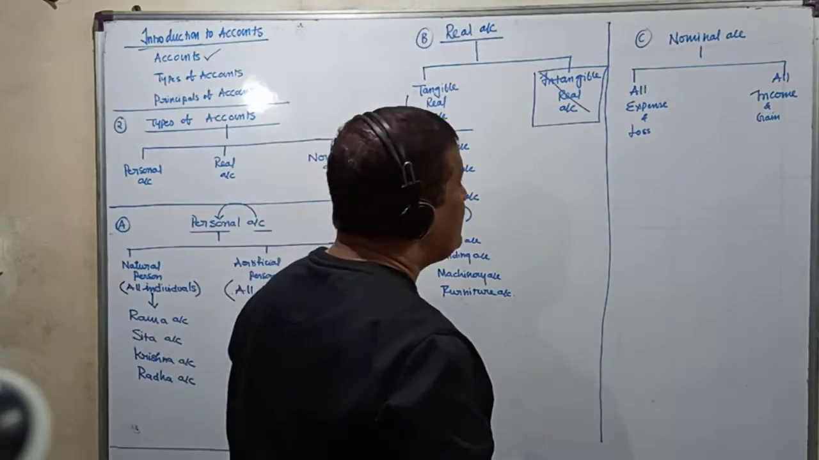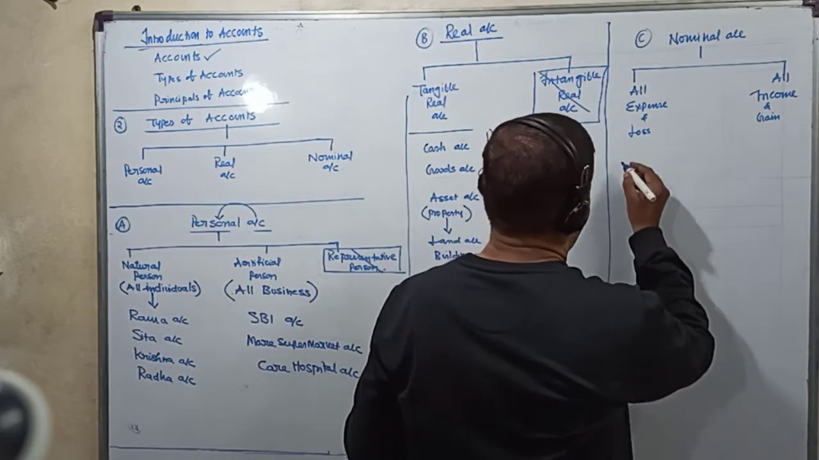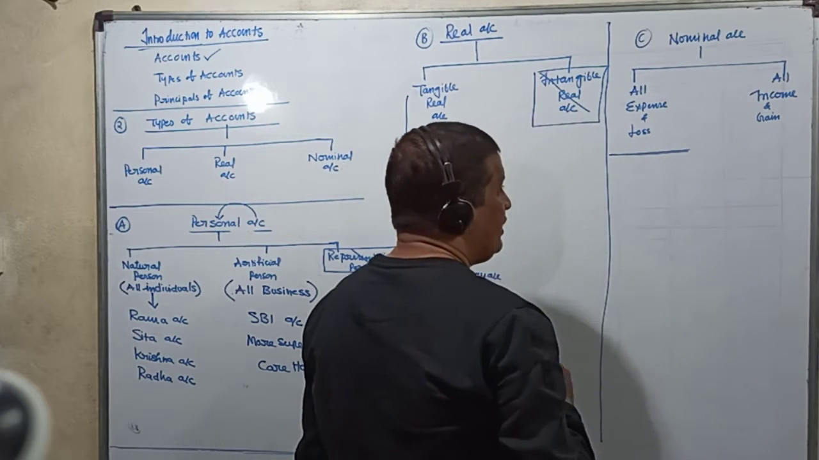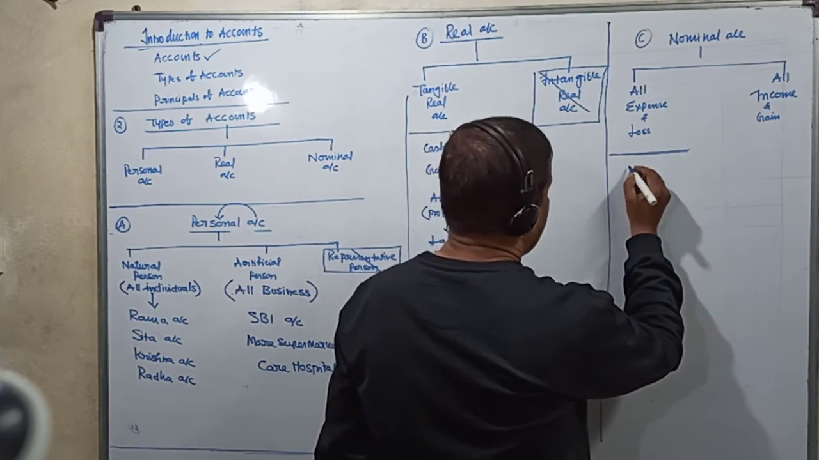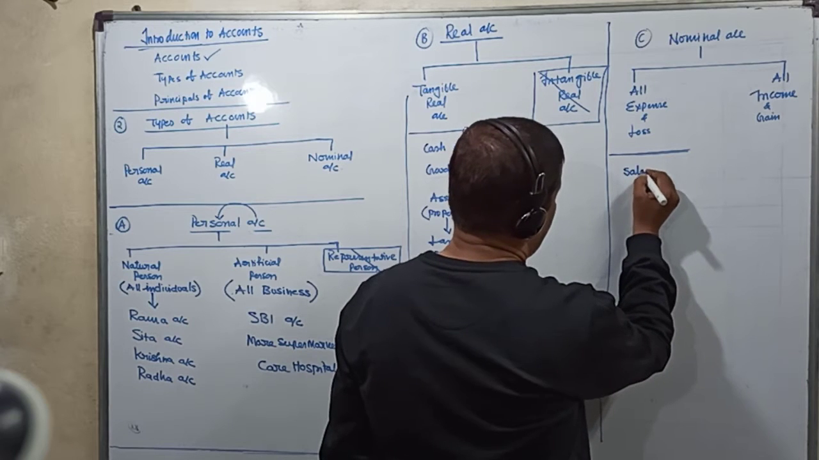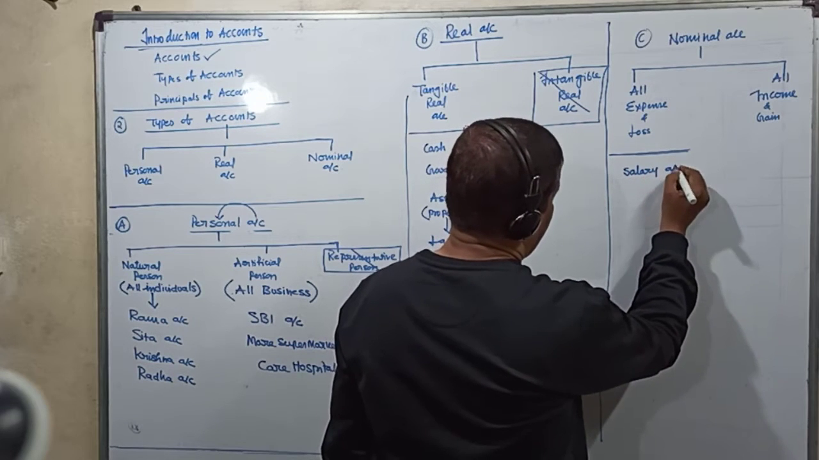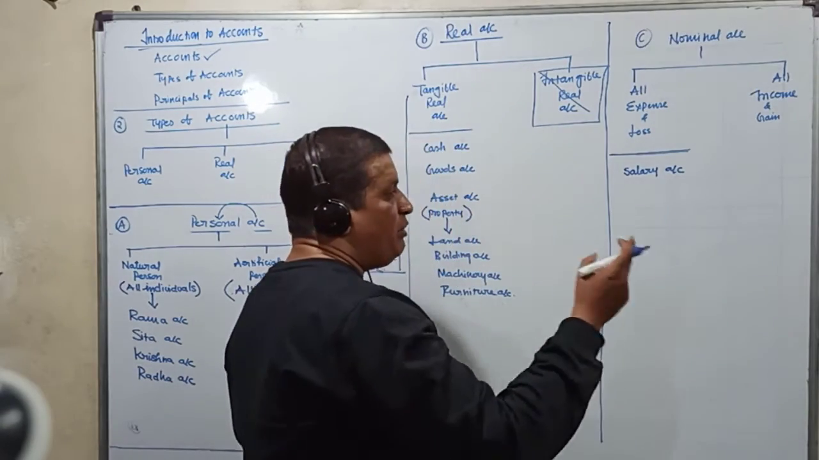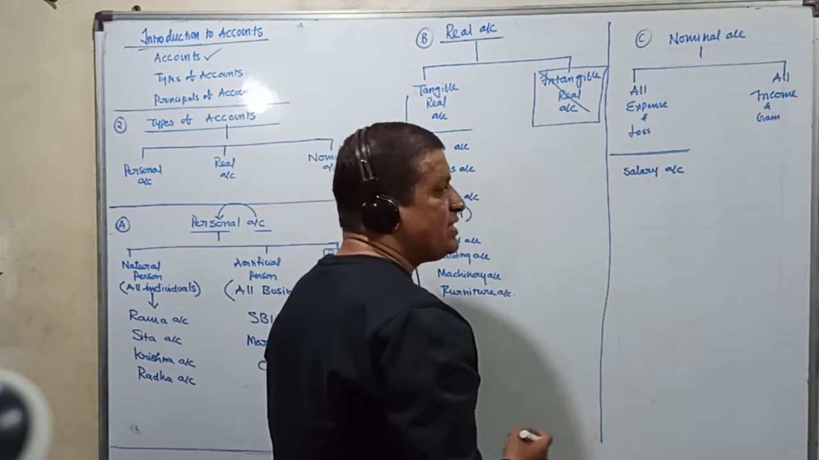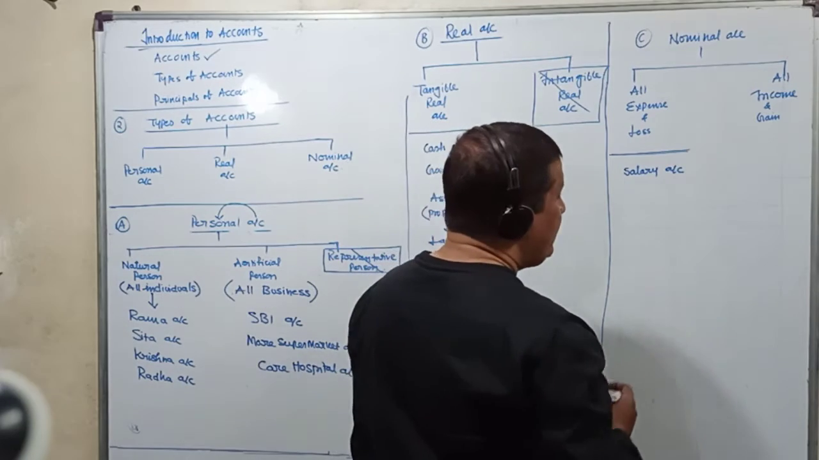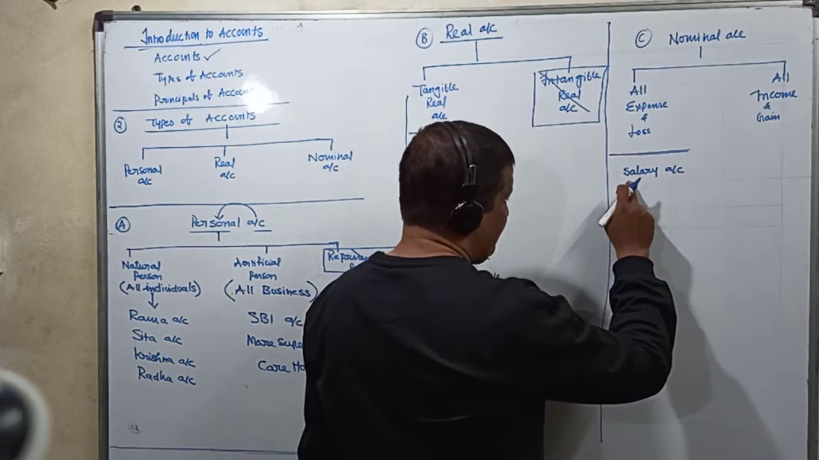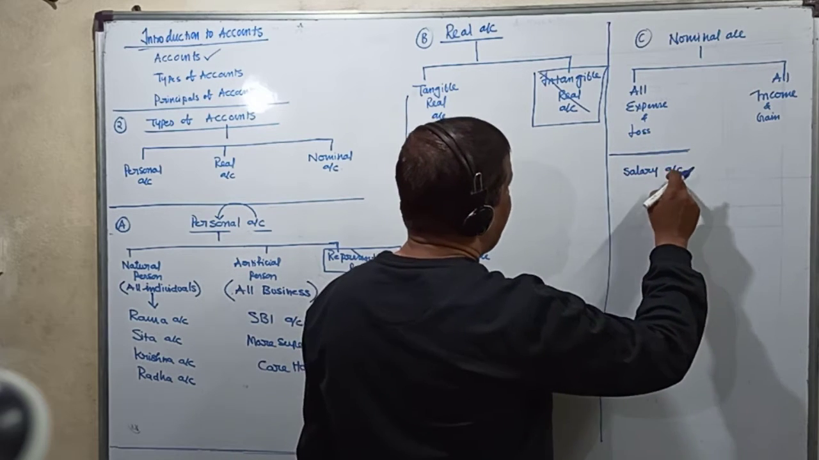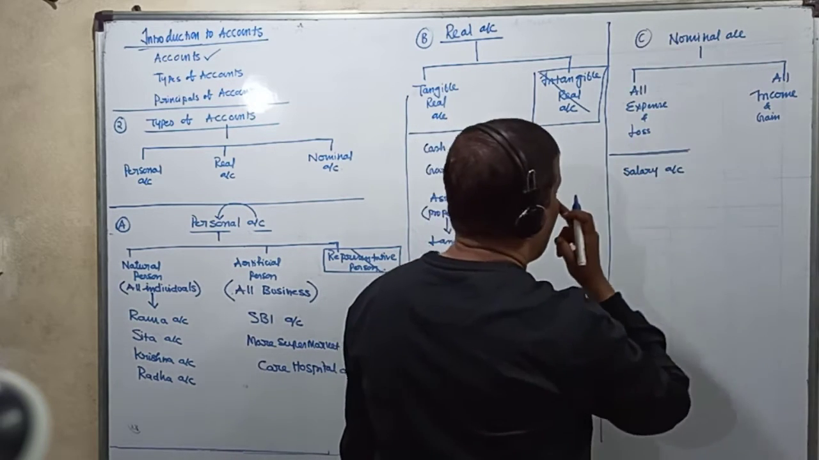Now let us understand it with the help of an example. Take a business. The business is paying salary. The business needs to pay salary to its employee. Amount paid is an expense, right? So this account is salary. Salary is an expense, therefore salary account is a nominal account.